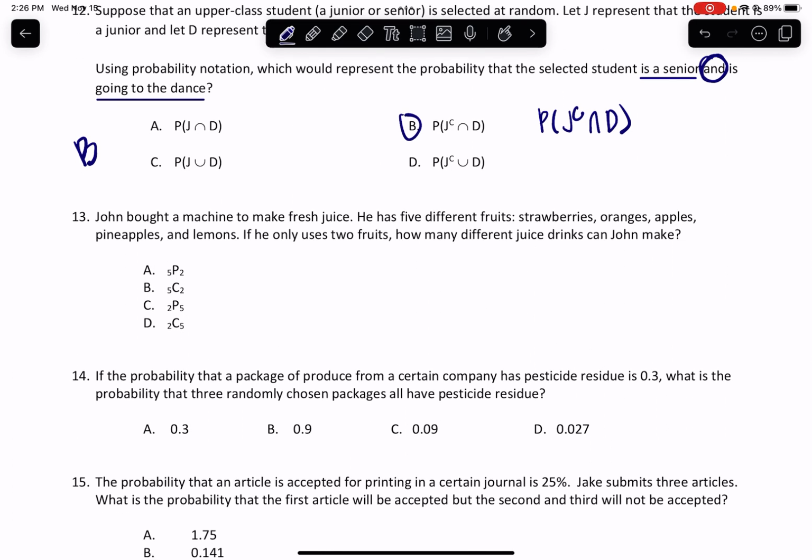John bought a machine to make fresh juice. Sorry, I can't read all of a sudden. He has 5 different fruits. He has strawberries, oranges, apples, pineapples, and lemons. So 5 fruits. If he only uses 2 fruits, how many juices can he make? Well, we're only looking at combinations, so order does not matter.